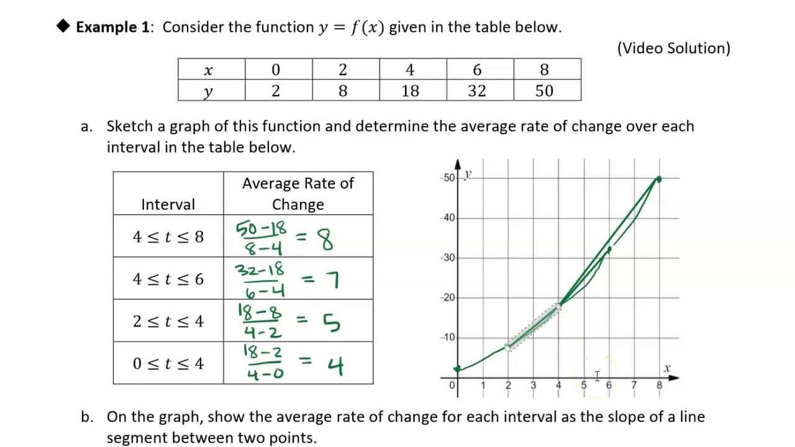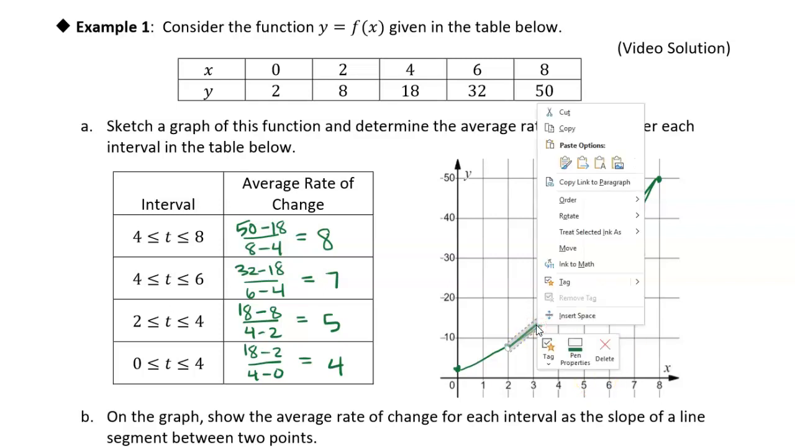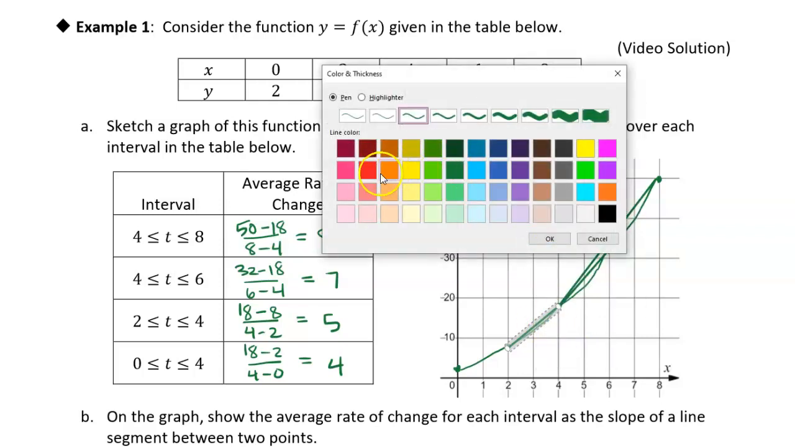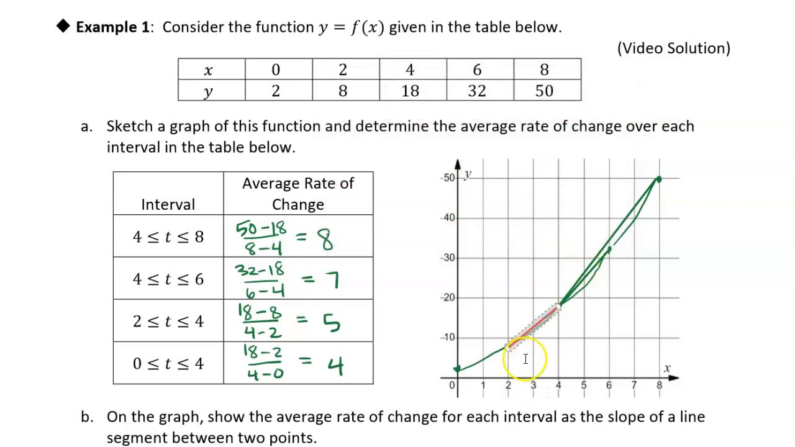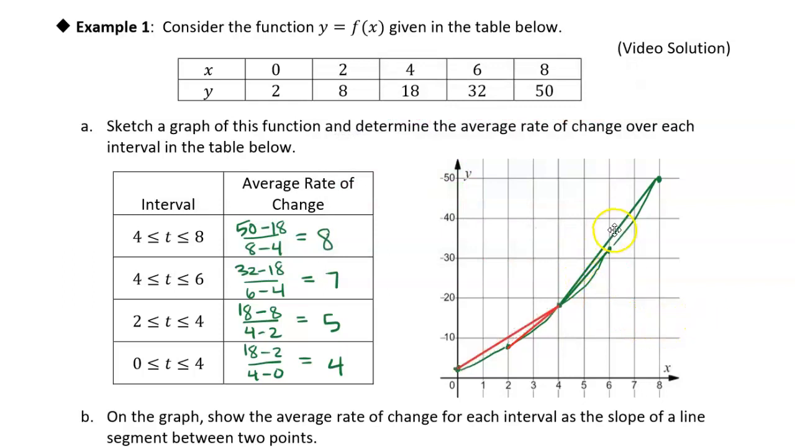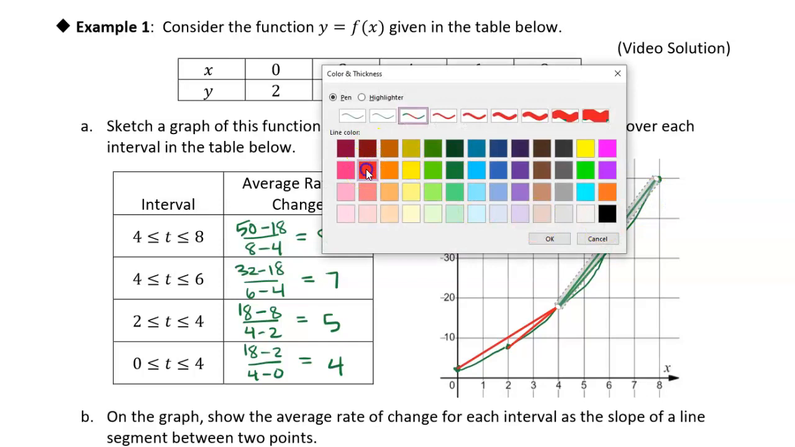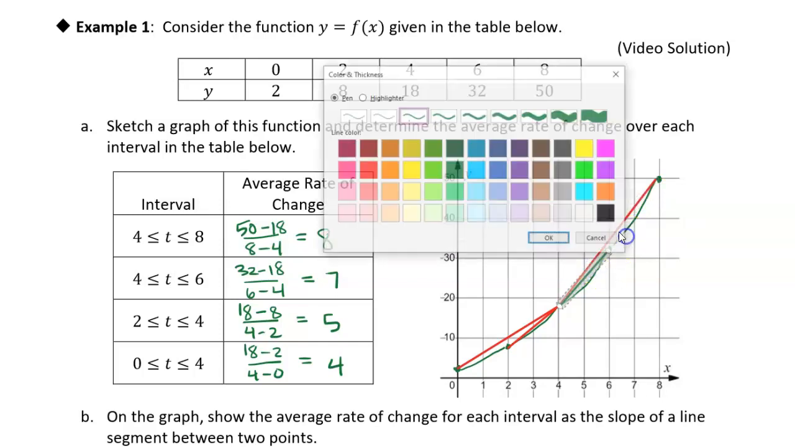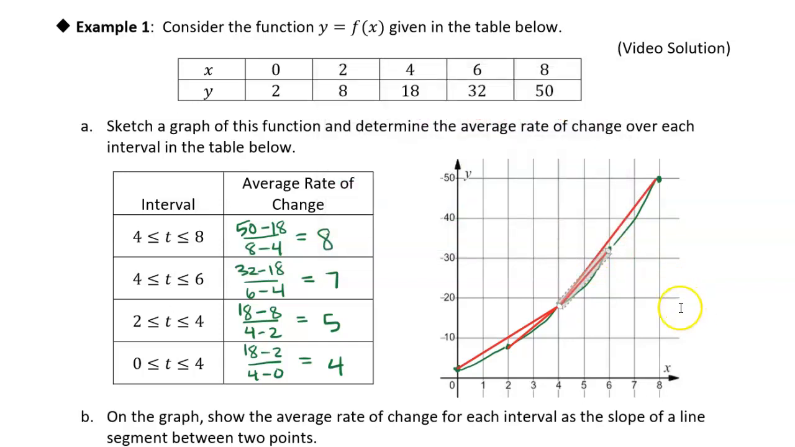Wish I could make these a different color. Pen properties. Could change it to red or something. Okay, maybe red's better. And then let's draw another line from 0 to 4. All right, so the last interval is from 0 to 4, so we're just going to draw a line here from 0 to 4. And I guess I'll make that one red as well. Okay. All right, that looks a little better. I'm going to make these red as well. Changing the color just so that it looks different from the actual curve, which is my green sketch there. All right, so those are the line segments.